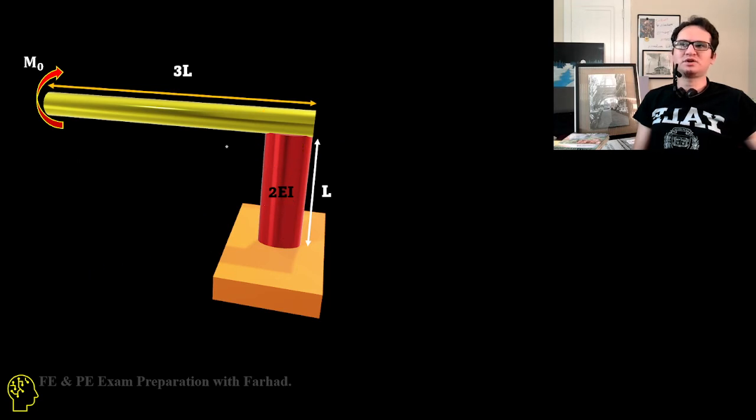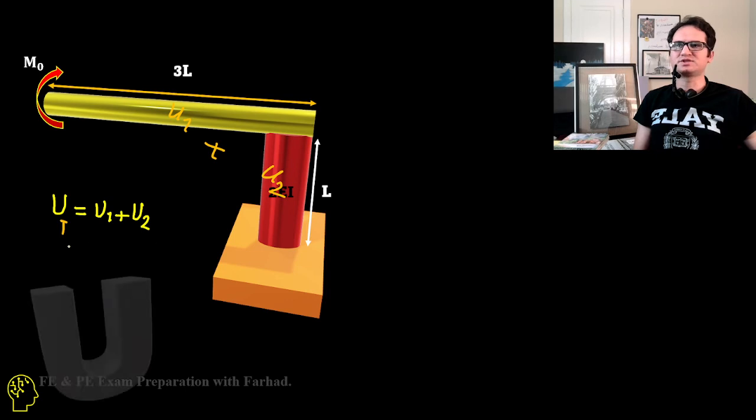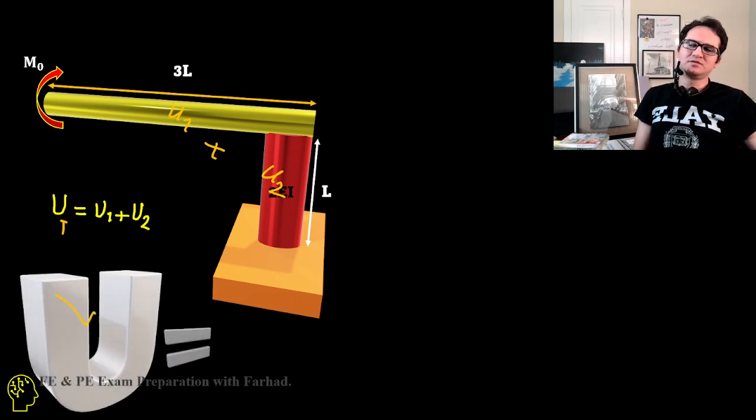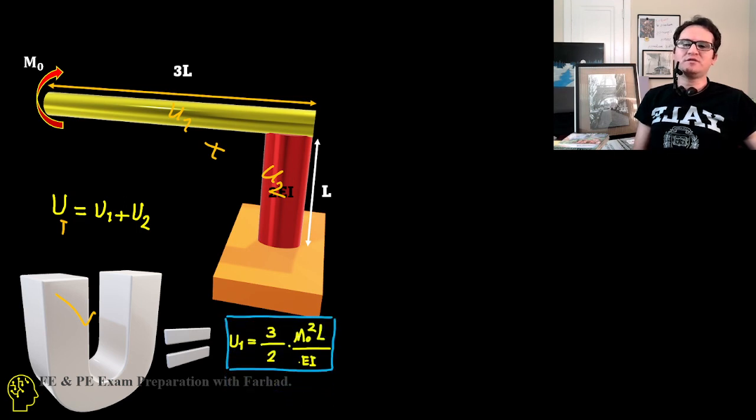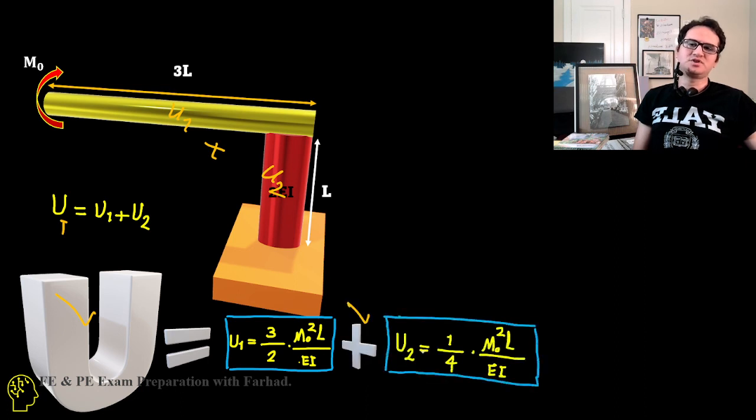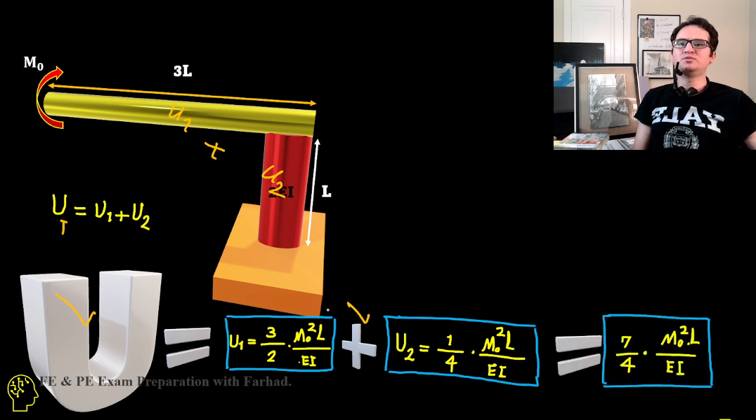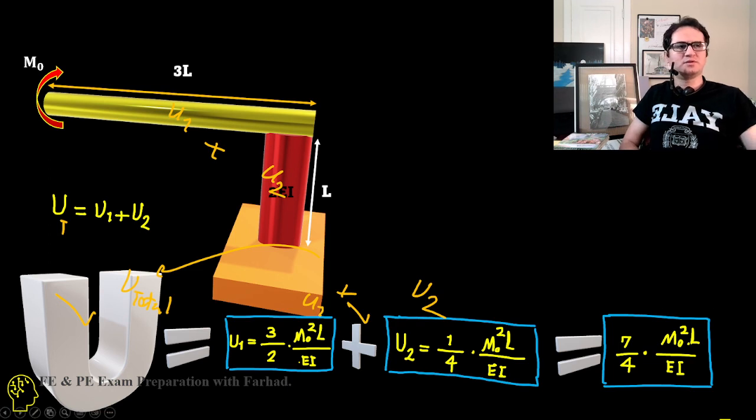Add these two up, and it gives you the total strain energy due to bending of the whole configuration. So the total strain energy due to bending is U1 plus U2. U total is equal to U1, which is 1.5 M naught squared L over EI, plus the second part, which we just calculated to be 1/4 of M naught squared times length over EI. If you add U1 and U2 with each other, it gives us a total of 7 over 4 M naught squared times length over EI. Thank you.